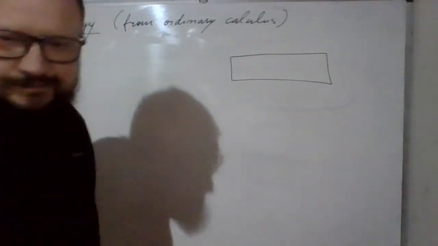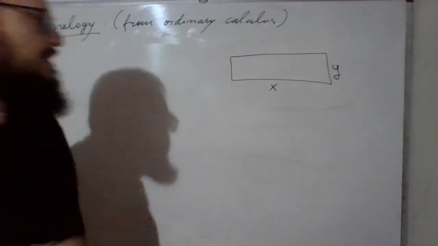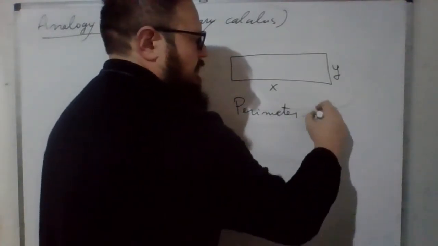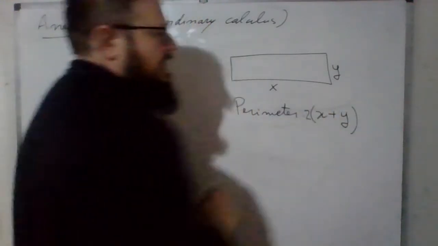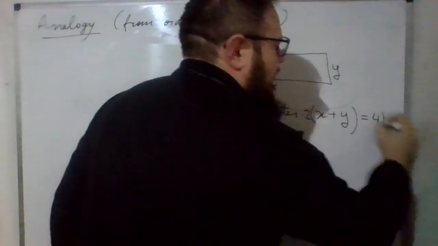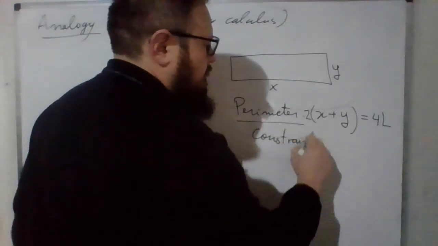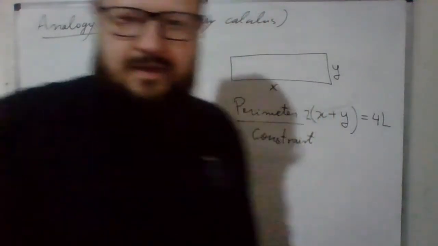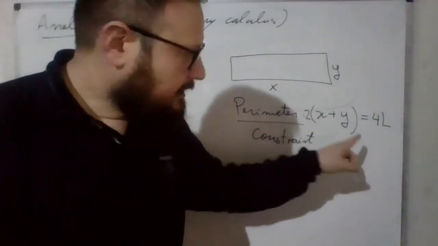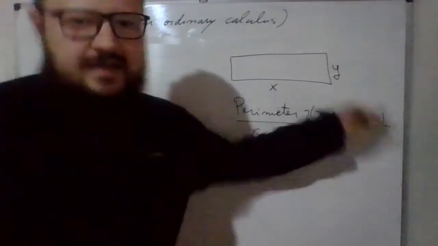Suppose you have at first a rectangle which has sides x and y, and the total perimeter x plus y, twice of that because you have x here and x here plus y and y here, equals 4L, some fixed quantity. So this is a constraint. The perimeter is constrained, okay? You cannot exceed 4L. As a matter of fact, the perimeter of this problem must be exactly equal to 4 times this quantity L here, which is a length, suppose.